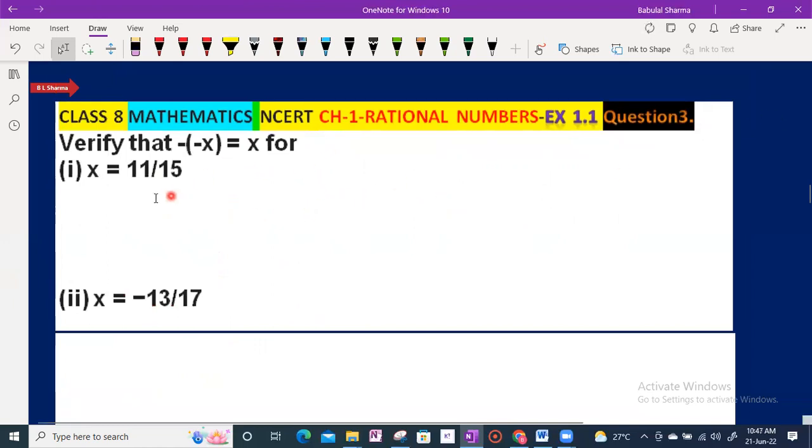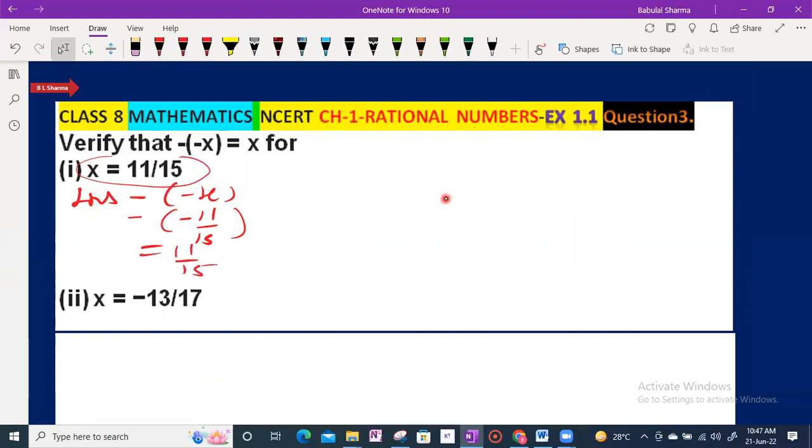Verify that minus of minus x is equal to x. Here you can write, let x be equal to 11/15. On the left hand side, minus of x, and x's value here is 11/15, so again minus into minus is positive, so that is 11/15, and 11/15 is again x. So minus of minus x is equal to x.